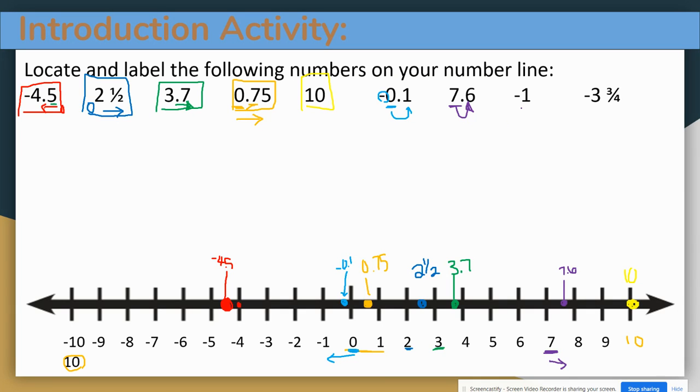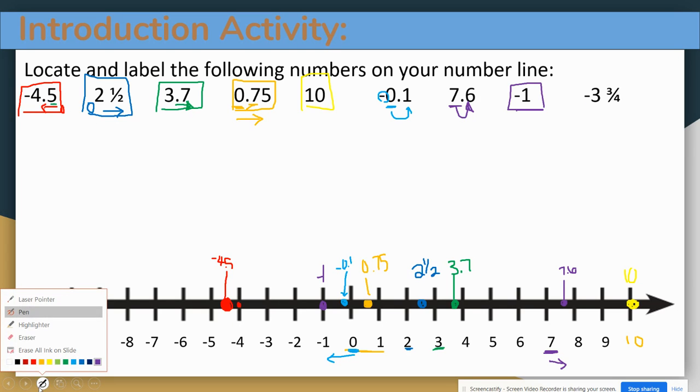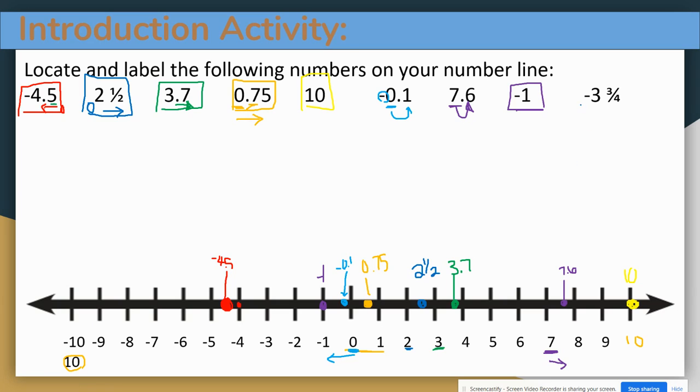I notice the next number is a whole number, so I'm going to go ahead and plot that one right on the whole number of negative 1, which is right here. I don't have to find where it falls between. All right, your last number to plot is going to be, or tell me which two whole numbers it falls between, negative 3 and 3/4. Tell me which two whole numbers that would fall between.